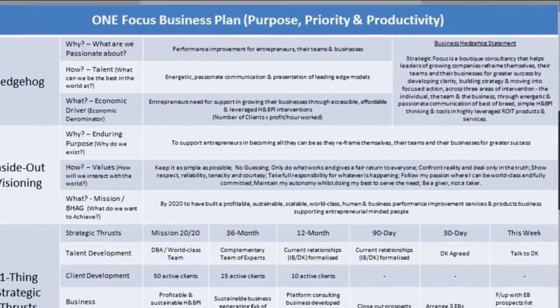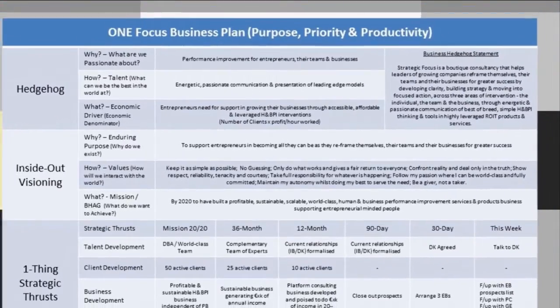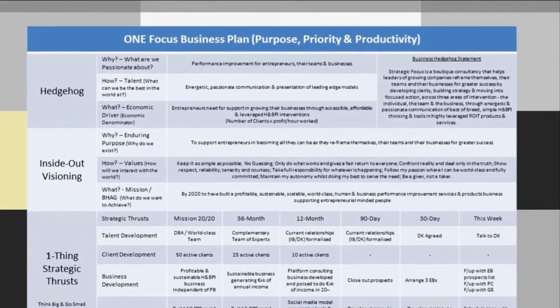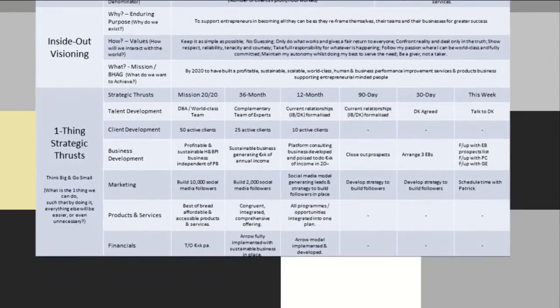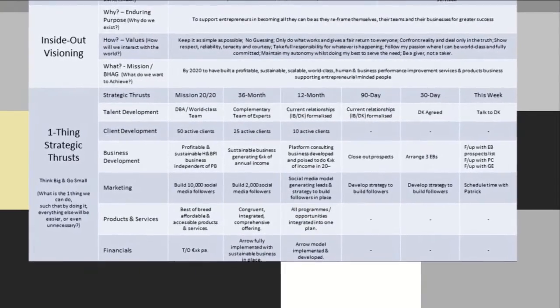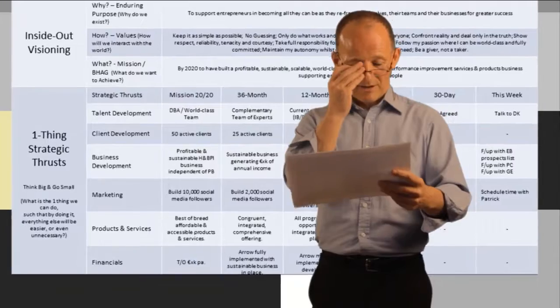Once the inside out exercise has been done and we've worked our way through the vision, the values and the mission, once I've got that articulated, I say, what are the strategic goals? What are the things I need to do to make that happen? And you see here I've a list of headings.